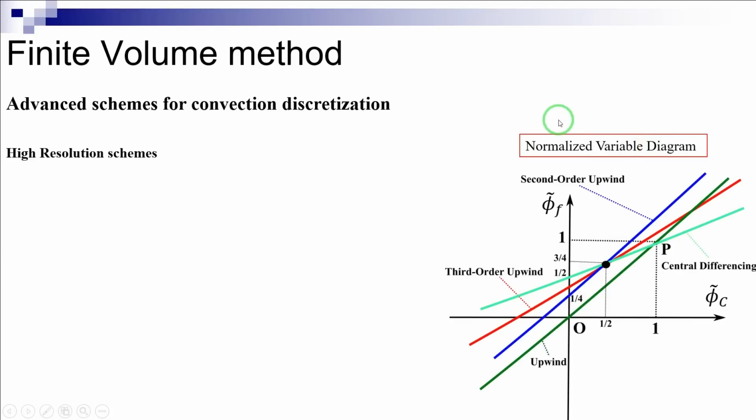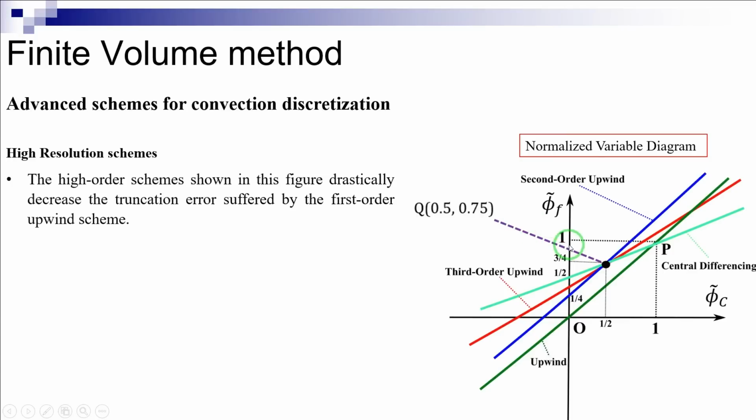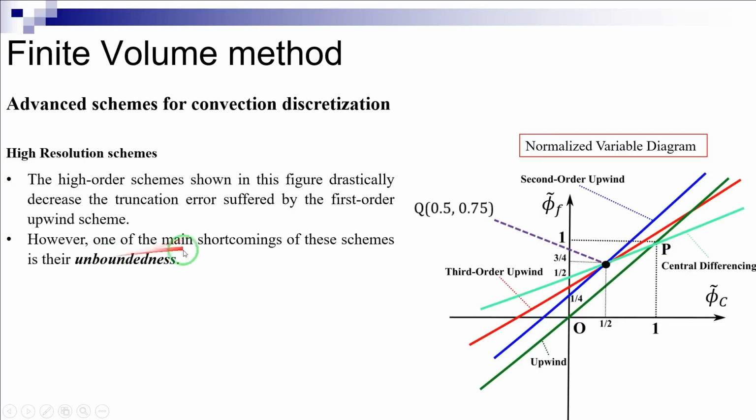Based on the normalized variable diagram, except for the first order upwind scheme, all the second order and third order schemes pass through the point Q, 0.5, 0.75. The high order schemes shown in this figure drastically decrease the truncation error suffered by the first order upwind scheme. However, one of the main shortcomings of these schemes is their unboundedness, i.e. their tendency to produce undershoots and overshoots and even oscillations.